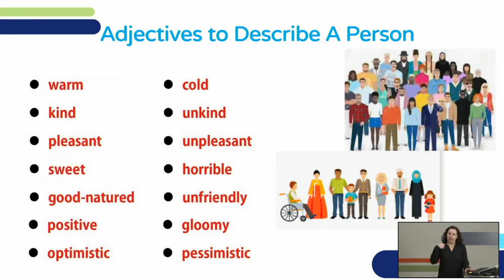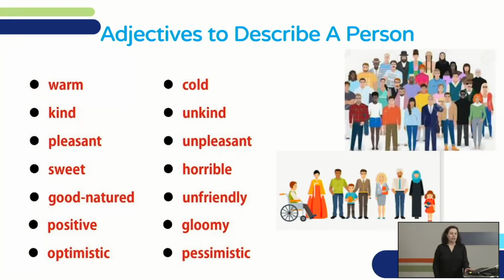Optimistic. I have hope. I'm optimistic that we will overcome the coronavirus period. Cold. A person that is cold is sometimes afraid of getting close to another person. He's a cold person. He's closed, perhaps.